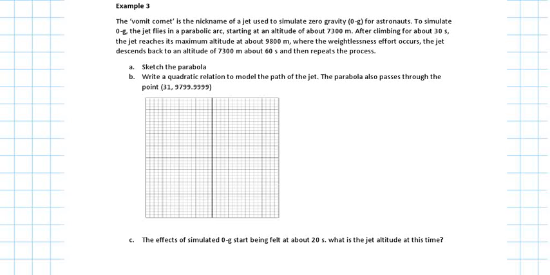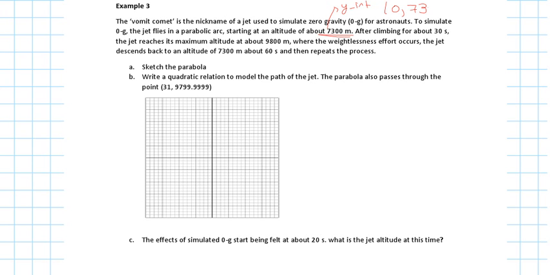To simulate zero gravity, the jet flies in a parabolic arc starting at an altitude of about 7,300 meters. Period. That means this idea is done, right? So this is telling you that your initial height is 7,300 meters. What does this represent on your graph? It starts at 7,300. Which is what point? What do we call that point? The y-intercept, right? So this is telling you that the y-intercept is 7,300 meters, which means the point is going to be 0 and 7,300 meters.